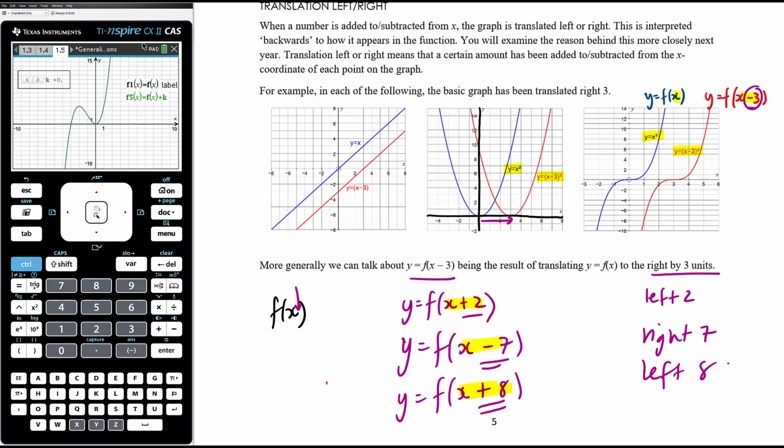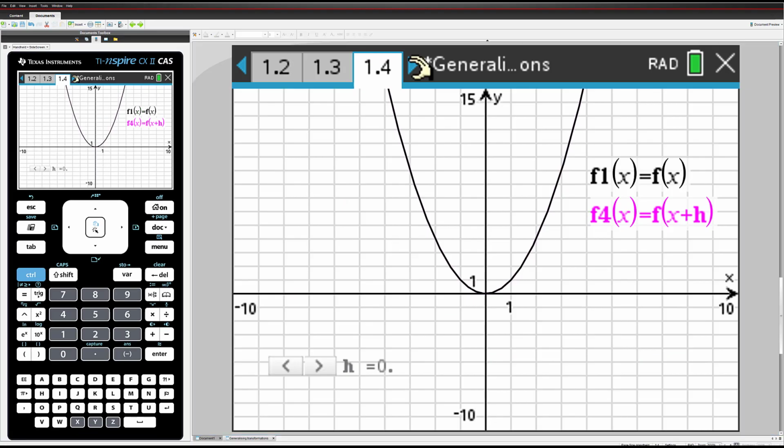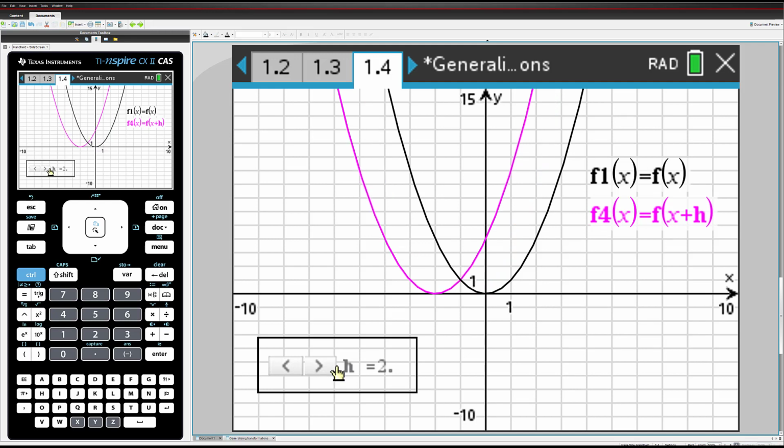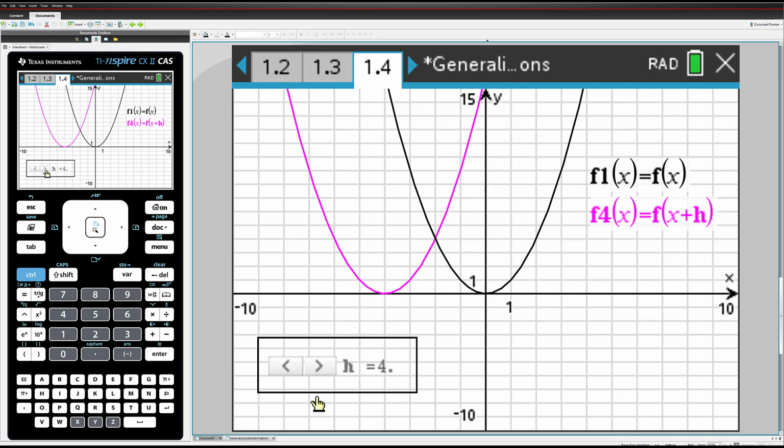and then let's work through some examples. Okay, so again I've gone back to the parabola. So f of x is defined as y equals x squared. That's the black graph. Underneath the black graph I've got a pink graph, which is f of x plus h. Okay, so I've got a slider here for h. I can alter h. So as I make h bigger, so here you see I've got h equals 1. So that's the equation of f of x plus 1, and it's gone to the left by 1. F of x plus 2 goes to the left by 2. F of x plus 3 goes to the left by 3, etc.